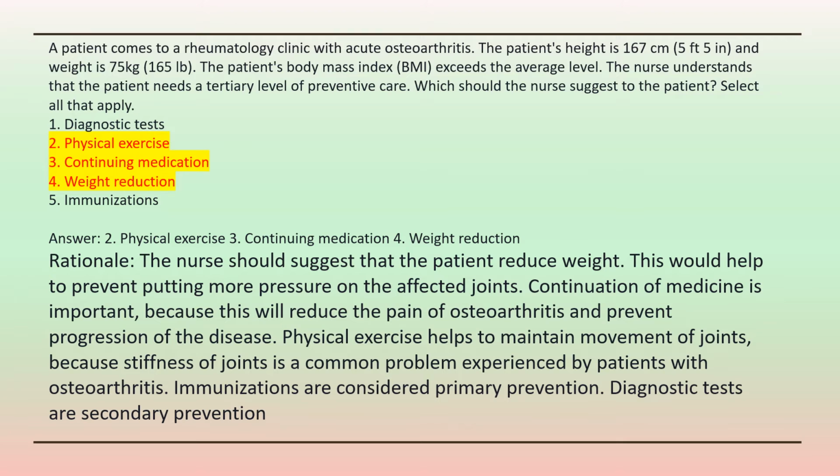Physical exercise helps to maintain movement of joints because stiffness of joints is a common problem experienced by patients with osteoarthritis. Immunizations are considered primary prevention. Diagnostic tests are secondary prevention.